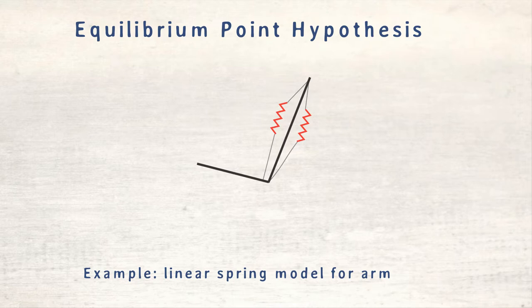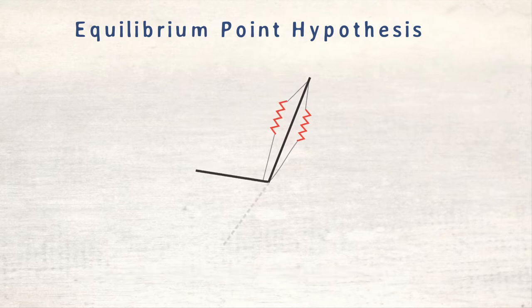So to begin to understand the endpoint equilibrium hypothesis, we will look at a simple example using springs as muscles. Remember, muscles are not simple linear springs, but it helps to get started on equilibrium points. Here we see two springs as muscles for an elbow. In this state, the length and tension of each spring determines the posture of the elbow. Our elbow is in its equilibrium posture defined by the length and tension of the springs.